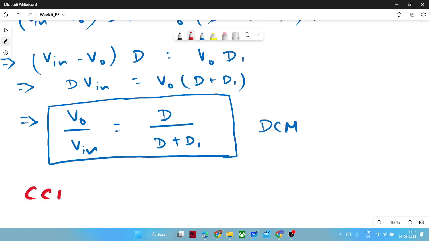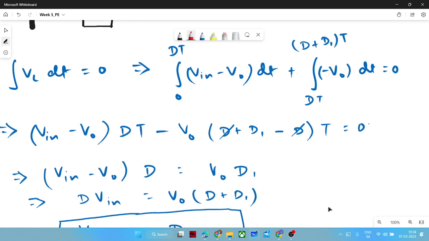For CCM, our gain was V naught by V in equals D, right? Yes, sir. Now you observe it once more. Definitely in DCM, the output voltage is lesser compared to the CCM. Okay, you are saying definitely, so we'll have to think about it. So you just see the graph. Let me bring back the graph for you once.